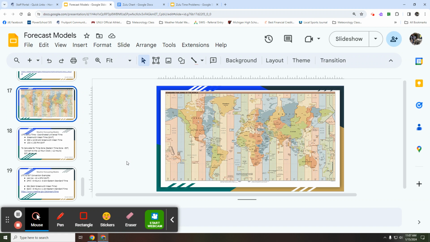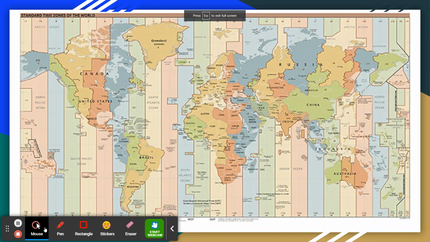This mini lesson will cover converting from Zulu time to Eastern Standard Time. When you look at a world map, you can see that the world map is divided into 24 different time zones. Zulu time is also referred to as Greenwich Mean Time, which is the time at the prime meridian. So anytime you see a Z time or a Zulu time, that's the time at the prime meridian.